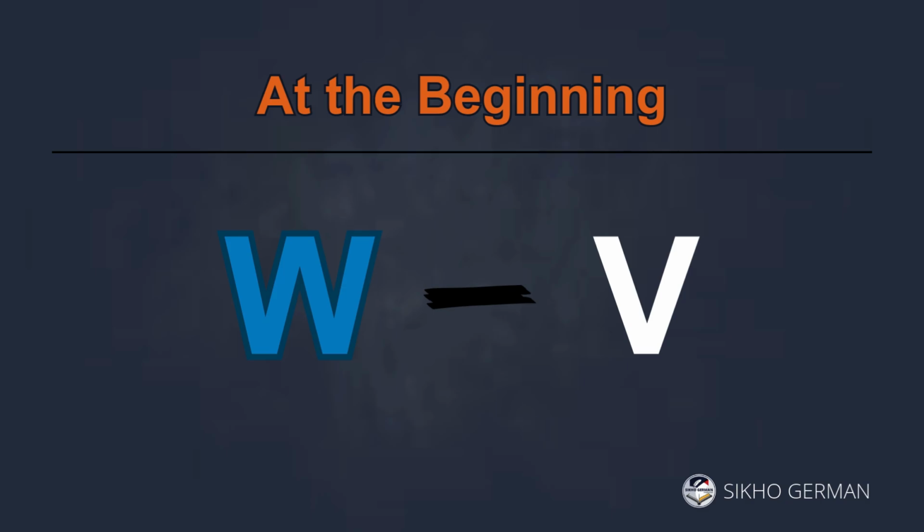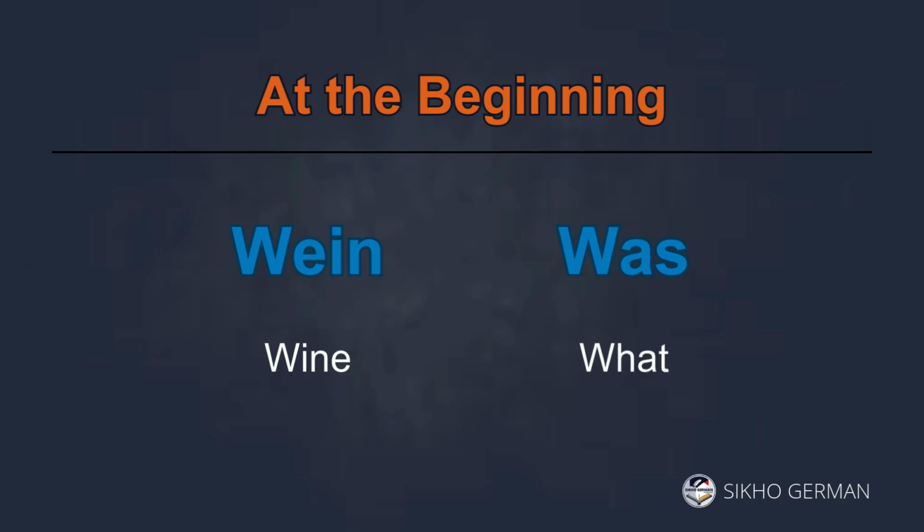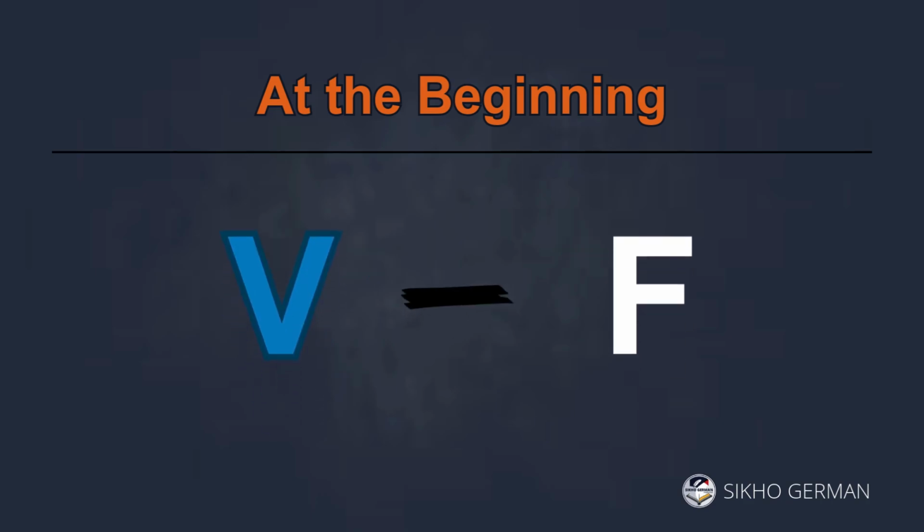Now let's look at the letter W. When a word begins with W in German, it sounds like the English V. Remember, W is definitely not like the English W sound. In German, W always sounds like V. Here are two examples. Wein, which means wine, and was, which means what. Try saying these with me. Wein. Was.